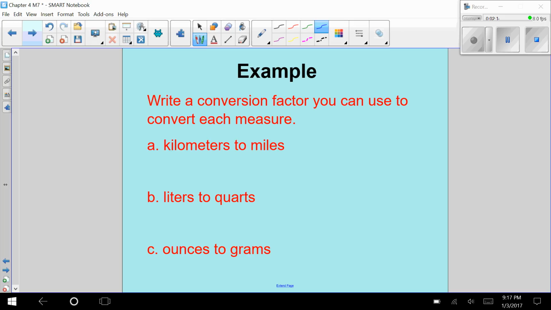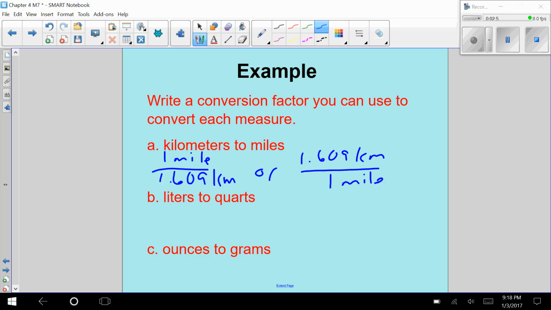So kilometers to miles. We can look on our conversion chart and find kilometers matched up with miles, or somewhere else we can find miles matched up with kilometers. Whichever one you choose to use, you will get the same answer in the end. So let's say we use 1 mile is equal to 1.609 kilometers. We can write 1 mile over 1.609 kilometers, or we could write 1.609 kilometers over 1 mile. And I will explain which one we will use in each case in a moment.